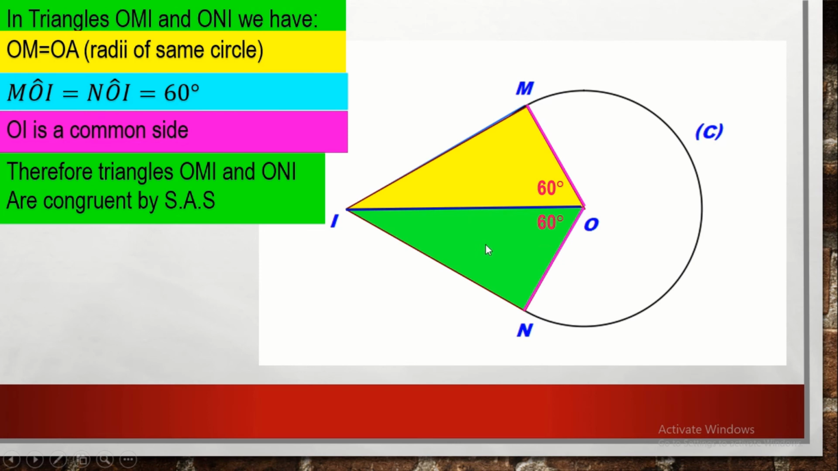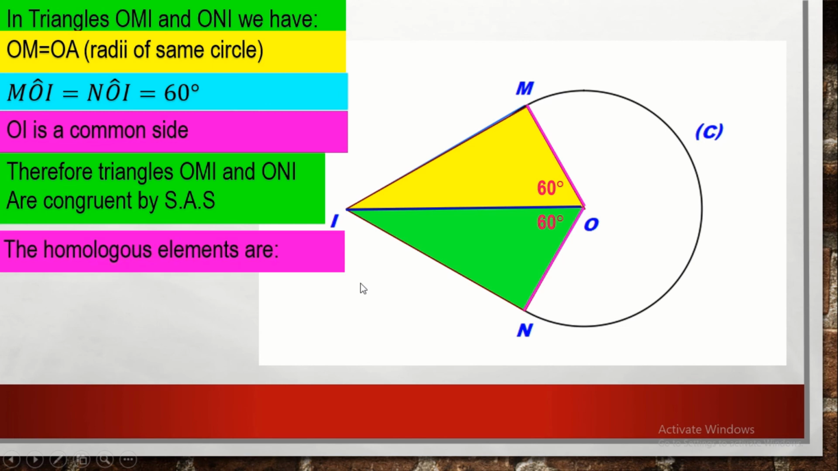Well, what about the homologous elements? The homologous elements are the elements that we did not use in our proof. This is very important. How many sides are there in a triangle? We have 3 sides. How many sides did we use? 1, 2. What about the third side? Here we can say that IM equals IN as homologous sides.